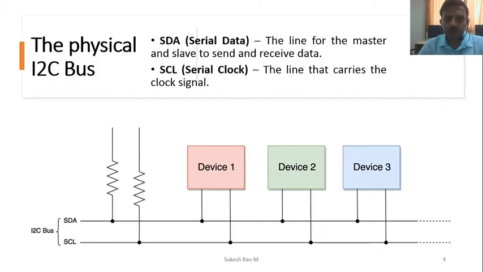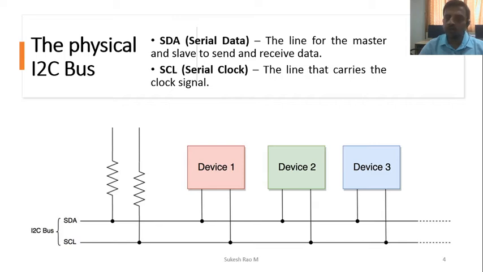Let's see how exactly the I2C is connected. Whenever you look into an I2C bus, you will find two lines, that is the SDA and SCL lines, as you can see here. The SDA is the data line, and SCL is the clock. Together they are called the I2C bus.